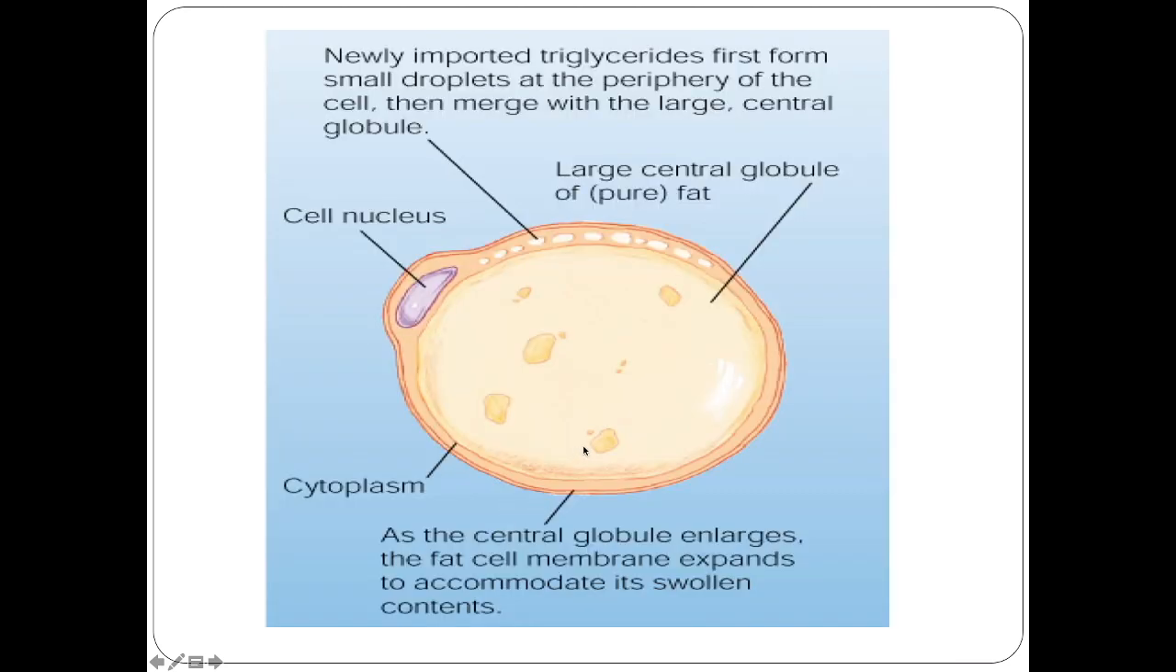This is a more specific diagram. So when triglycerides are first entering, they go in at the periphery and form little droplets, which then merge with the central globule over time. The nucleus and cytoplasm are separated from the fat because they're water. And as the globule enlarges, the cell membrane expands to accommodate the swollen contents until it splits to form two.